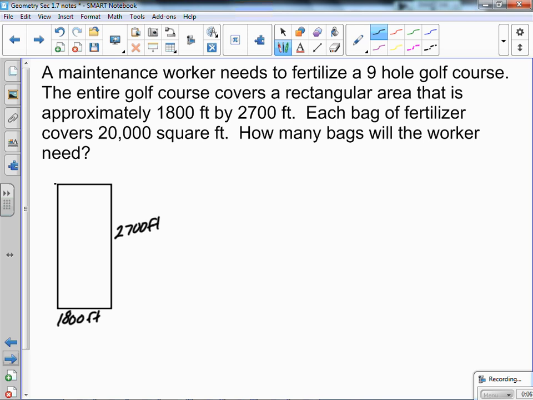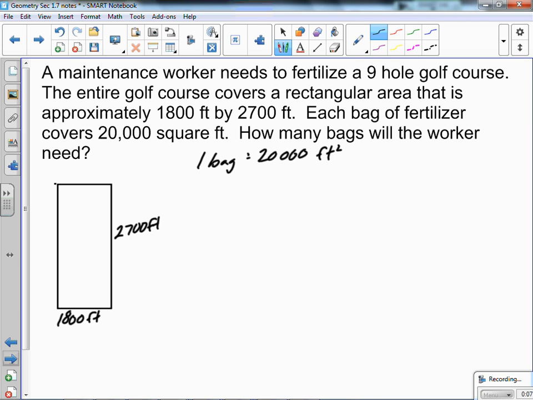1,800 feet by 2,700 feet. Each bag of fertilizer covers 20,000 square feet. How many bags will the worker need? Alright, so first thing we need to know is the area of the golf course to know how many total square feet are in that golf course.